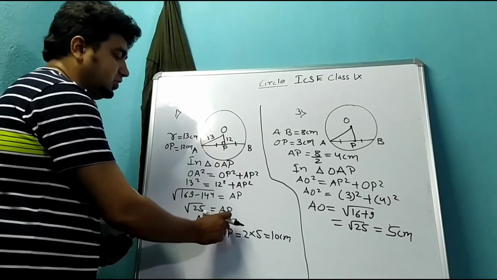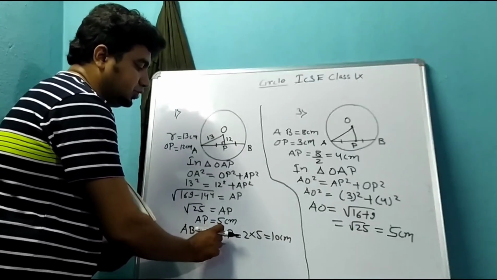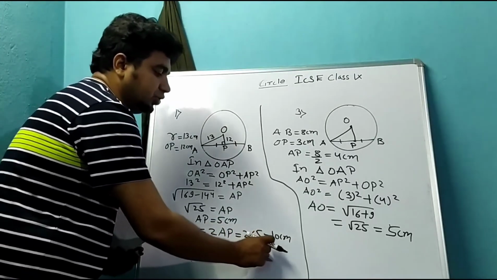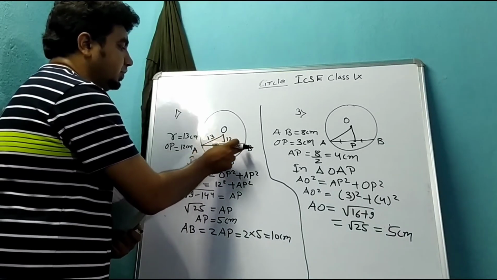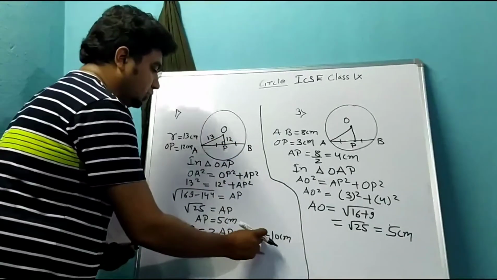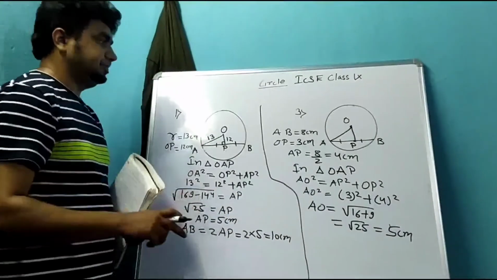Root of 25 means 5 centimeter. Now AB will be twice of AP, means 2 into 5. AP I have found, and AB will be twice of AP, which is coming out to 2 into 5, which is 10 centimeter. So this is question number 1.